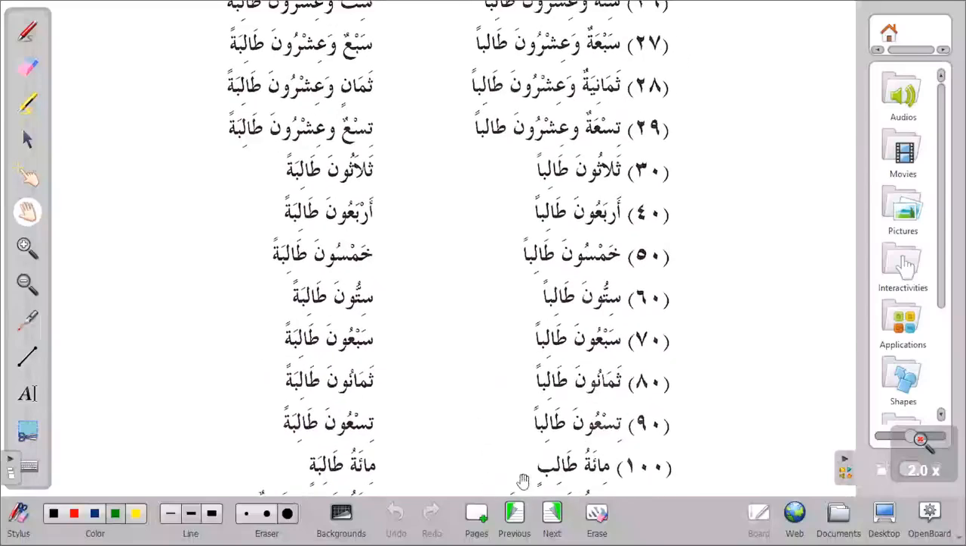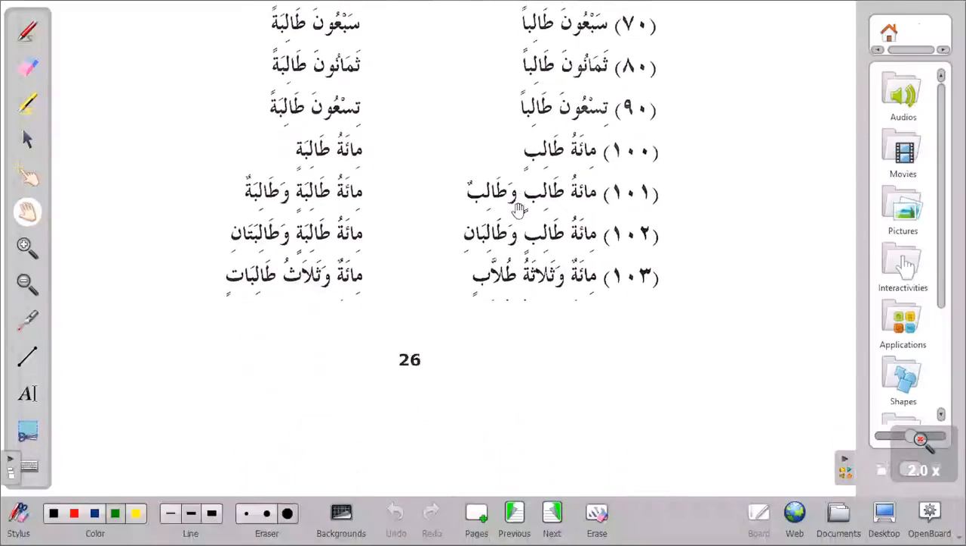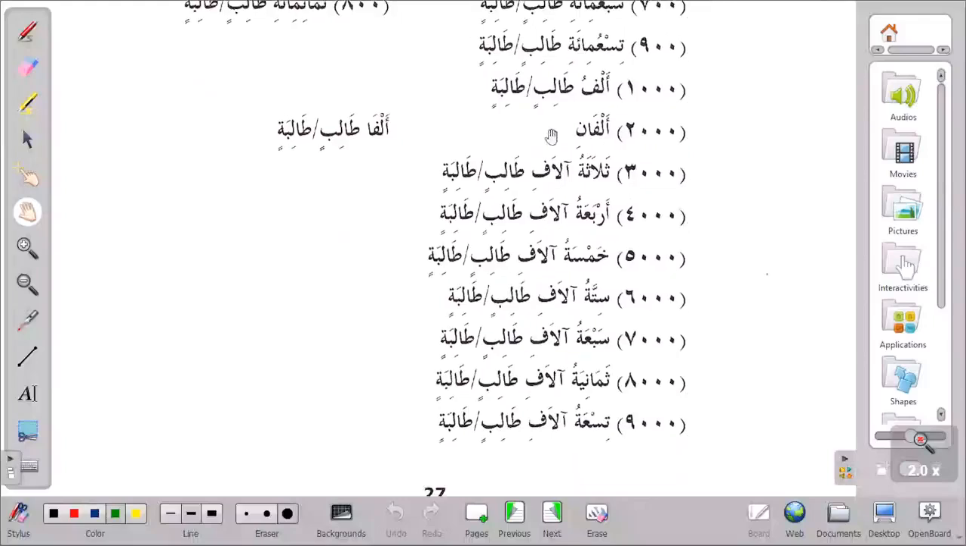Let me show you this one. So here you can see salasu mi'ati, khamsu mi'ati. For alf, it's not written like that. Okay, we separate them. So see here. We have salasatu alafi. Now let me just explain briefly, step by step, so that you understand very well.